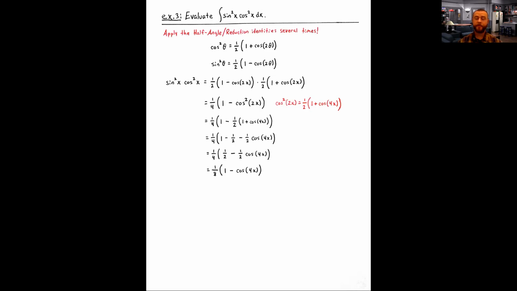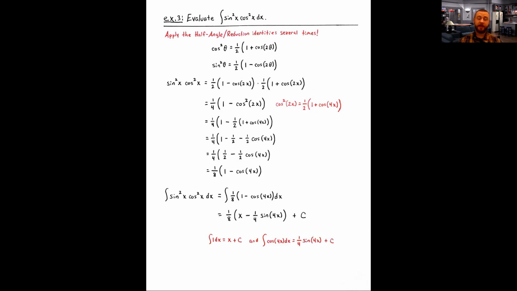All right, so here we rewrote our function in a form that's easier to deal with. Now we can actually do calculus. Now we can integrate it. So now we're integrating the alternate version, 1/8 times 1 minus cosine of 4x, and we can integrate that term by term. All the work here, probably 90% of it, is in applying the half angle reduction identities.